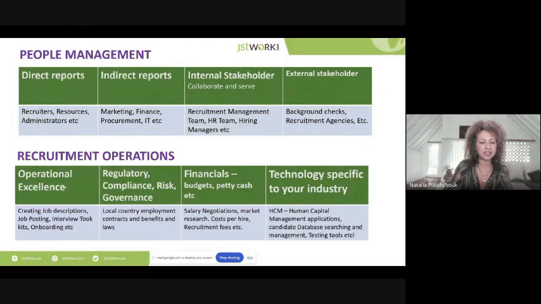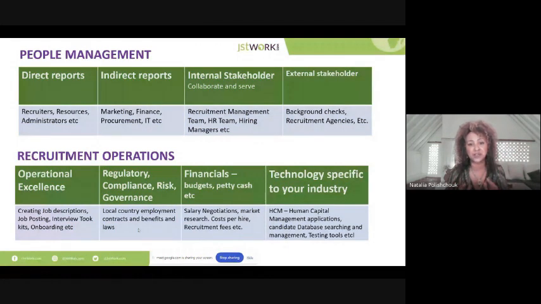In my case, when it comes to regulatory, I need to be aware of local country employment laws, type of contracts, type of benefits, type of laws. This is under my recruitment operations. But let's say I am in finance, I will still have regulatory elements, compliance, governance, whether it's VAT, whether it's tax, whatever it may be, there is always that pillar within all of us.